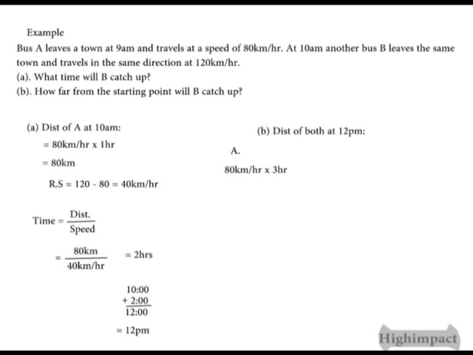The distance will be the same. That is for A, distance is speed times time. That is 80 times 3 is 240. Or for B, 120 times 2 hours is again 240.